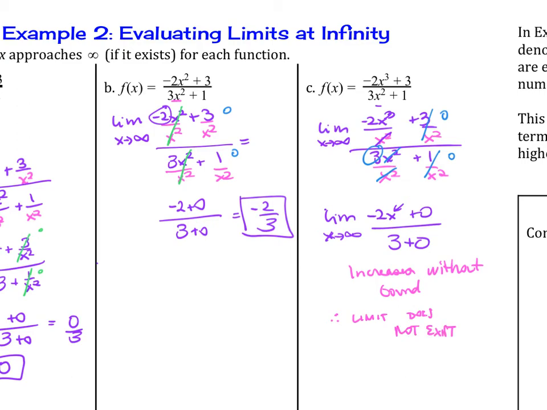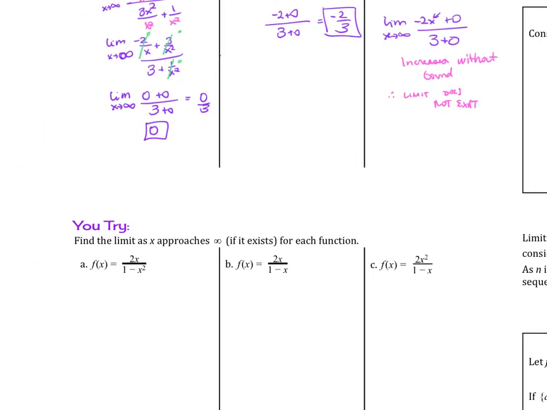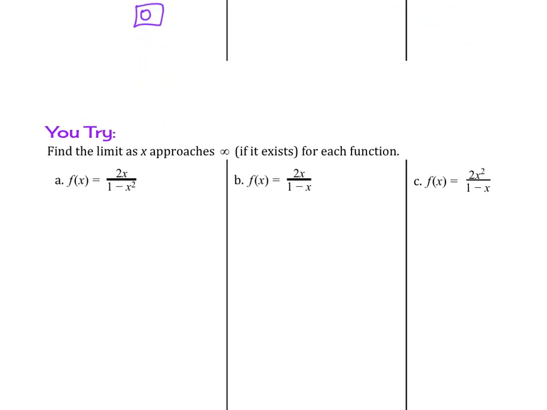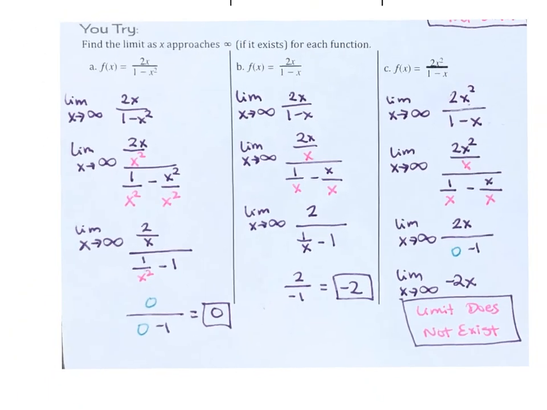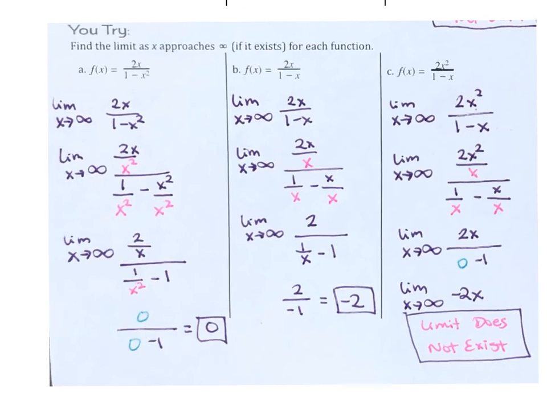So those are 3 examples. Try out these 3 examples down here, and then we'll summarize limits at infinity. So trying this out, letter A would be 0. Letter B would be negative 2. And letter C, the limit does not exist.